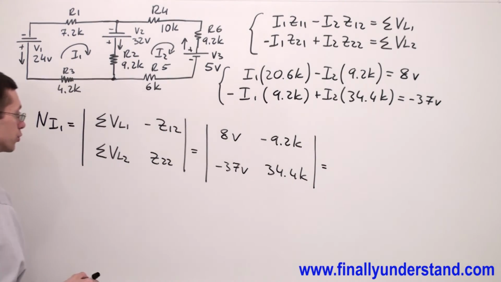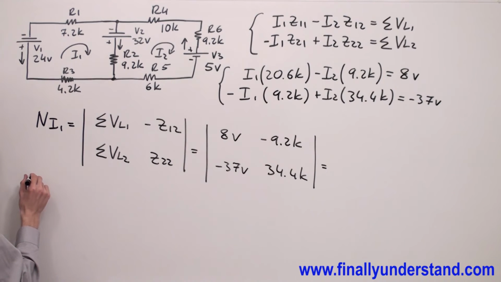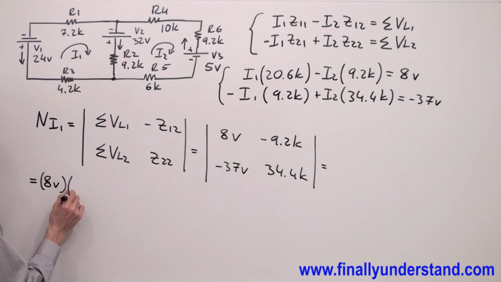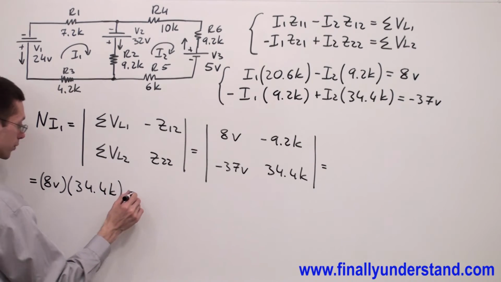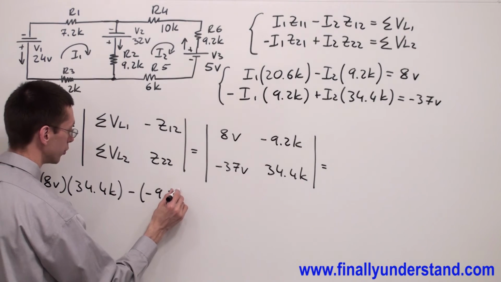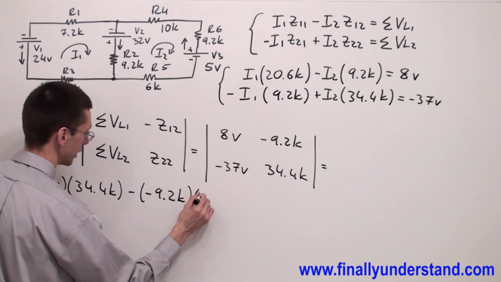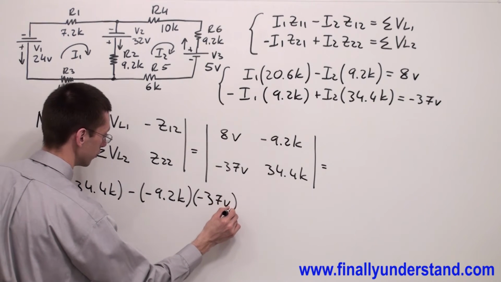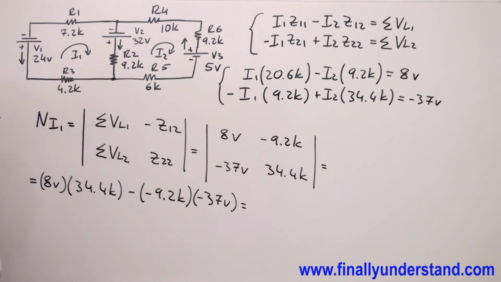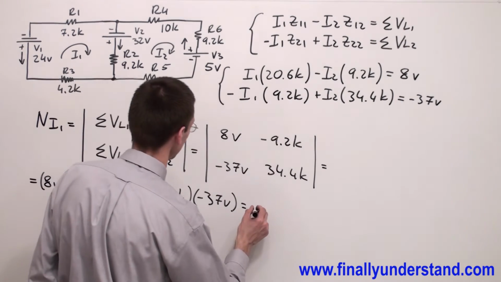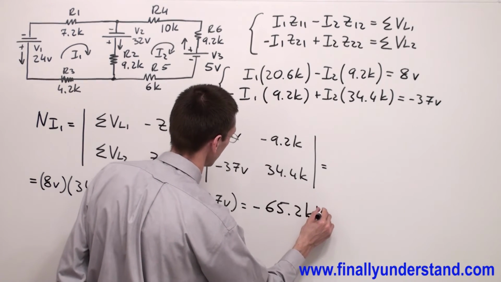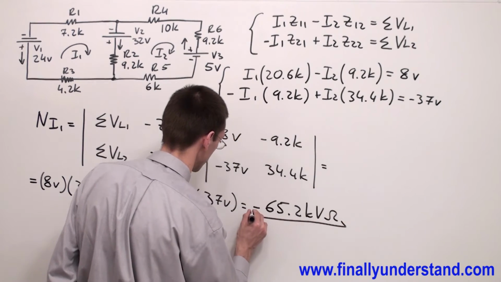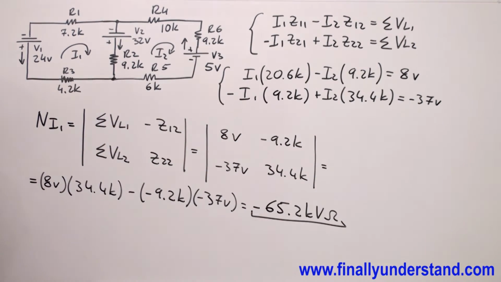Equals. We're supposed to solve this determinant, and I have 8 volts times 34.4 K minus negative 9.2 K times negative 37 volts. This is equal negative 65.2 kilovolt ohm. This is the value of NI1.